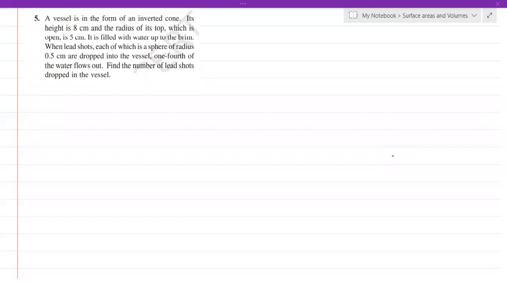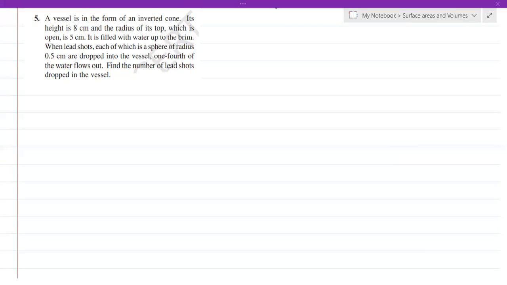Hello everyone. So let's continue with the problems. So the fifth question: a vessel is in the form of an inverted cone. Its height is 8 centimeter and the radius of its top, which is open, is 5 centimeter. It is filled with water up to the brim. When lead shots, each of which is a sphere of radius 0.5 centimeter, are dropped into the vessel, one fourth of the water flows out. Find the number of lead shots dropped in the vessel.